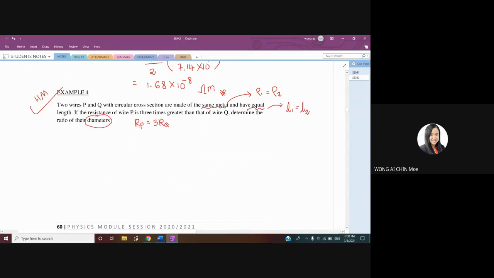From here, RP equals 3 RQ. You can derive from rho equals RA over L that R equals rho L over A, and this equals 3 rho L over A. This is for wire 1, and this is for wire 2. Since the resistivity is the same for both and the length is also the same, you find the ratio. You want to find the diameter 1 over diameter 2, so you find out what the answer is.